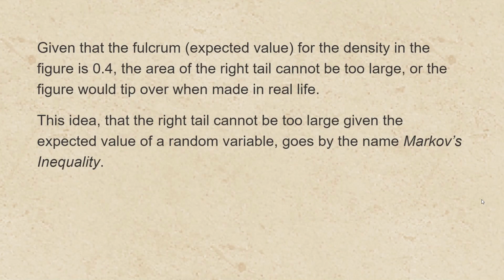Given that the fulcrum, that is the expected value, for the density in the figure is 0.4, the area of the right tail cannot be too large, or the figure would tip over when made in real life. This idea that the right tail cannot be too large given the expected value of a random variable goes by the name Markov's inequality.